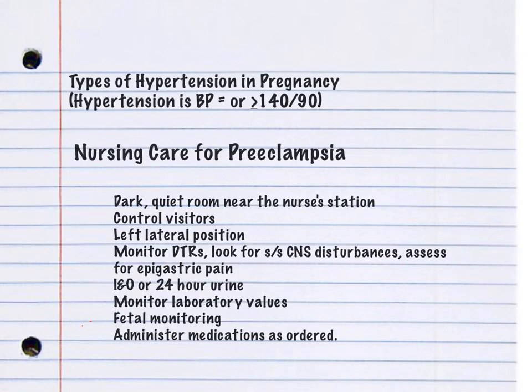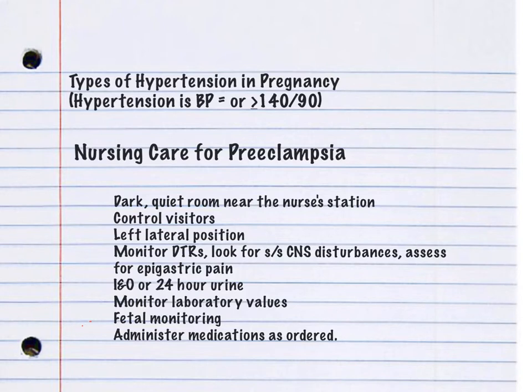Okay, so nursing care for preeclampsia. We like to have a dark, quiet room near the nurse's station if at all possible. You want them close to the nurse's station so that you can get in there and assess them frequently. But you want them in a dark, quiet room to reduce the stimuli to the central nervous system. You're going to control the visitors.